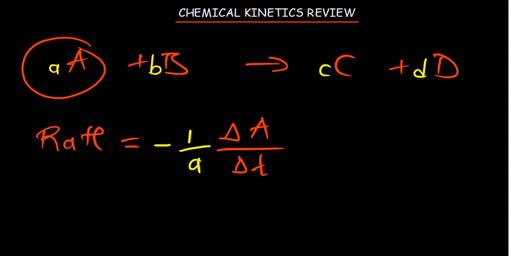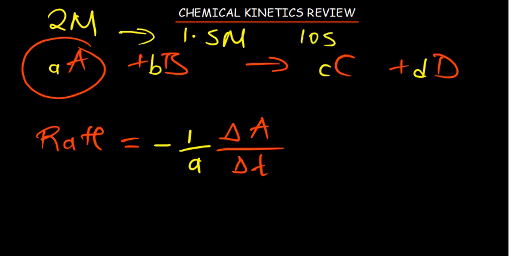So when you have started with 2 molar concentration of the reactant, or any concentration of the reactant, you expect that as the reaction progresses, you expect the concentration of the reactant to reduce. So if you've started with 2 molar concentration, for example, you expect that after any period of time, that concentration is supposed to reduce. So let's say it reduces to 1.5 molar concentration after 10 seconds. How would you determine the rate of the reaction?